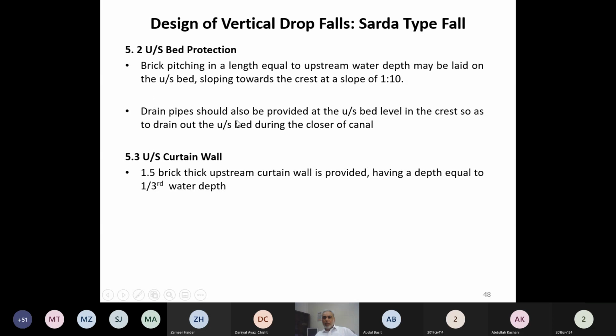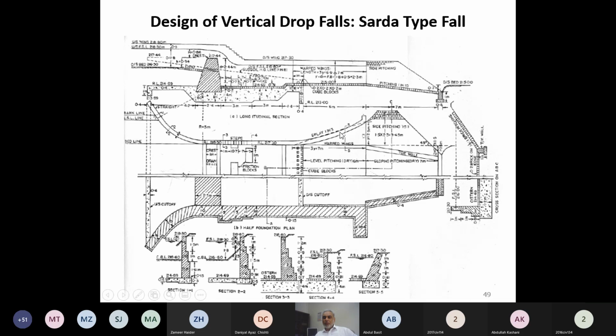Upstream protection is provided as brick pitching in a length equal to upstream water depth. So a very long brick pitching is not needed on the upstream side. On the upstream side, this brick pitching is required equal to the depth of water over here, and it is given a slope of 1 to 10 also.